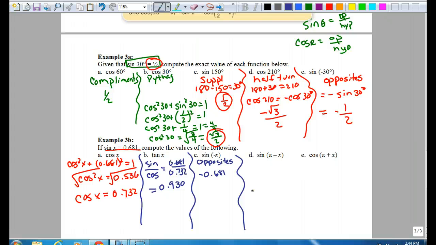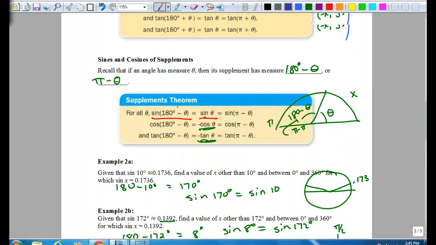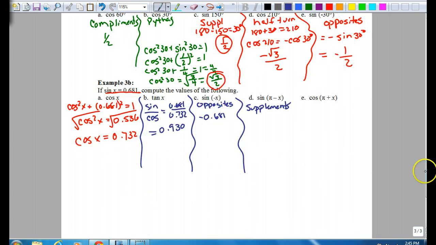Wouldn't you still have to find the sine for it? Nope. Well, it already gave it to us right here. Okay, what's D going to be? Supplement. Okay, so if that's the case, what's the sine of the supplement? Is it pi minus 0.681? Yep, but is it going to be the same or different? Go back to your supplements theorem. It's going to be exactly the same, right? So what is that going to be then? Will it be 0.681? Yep.